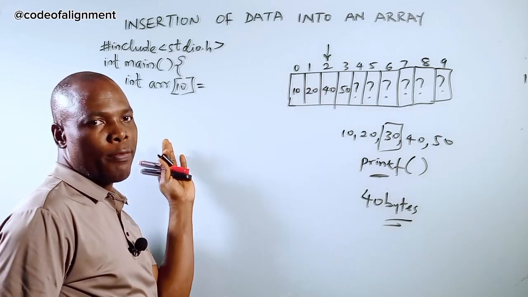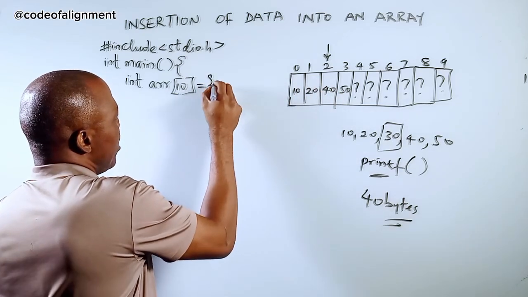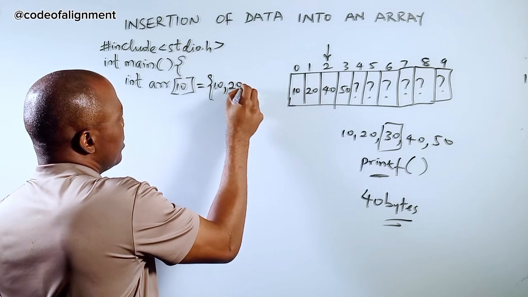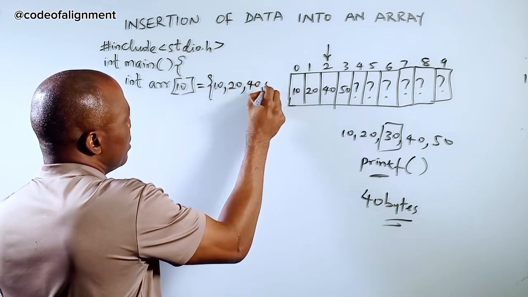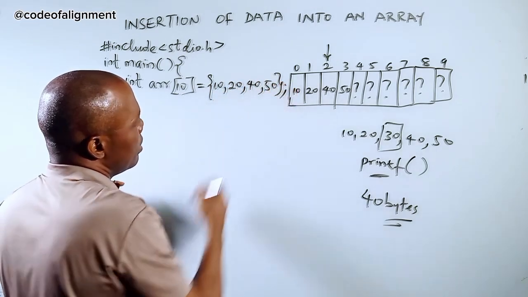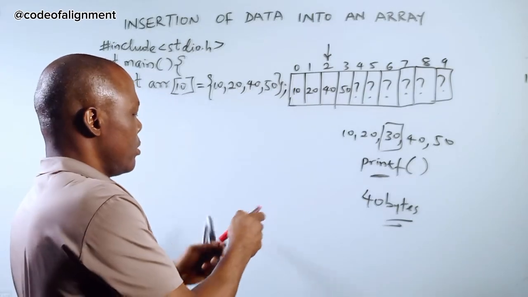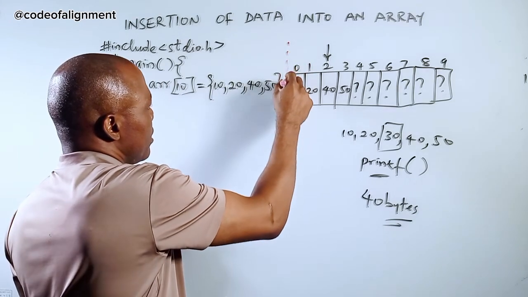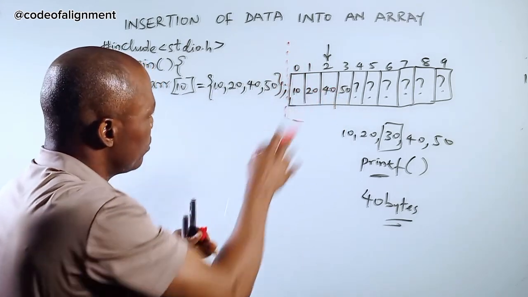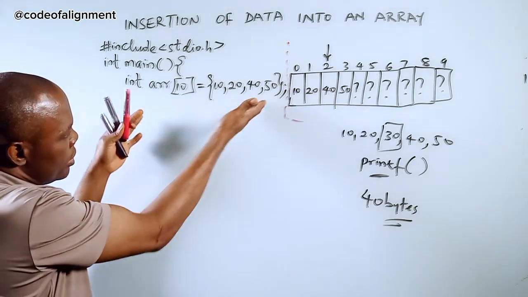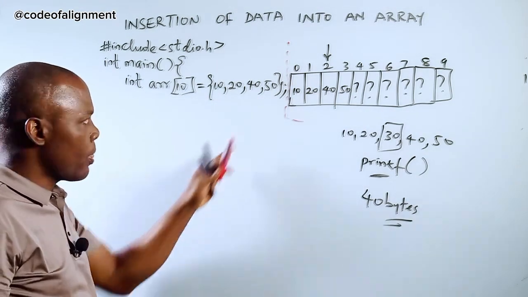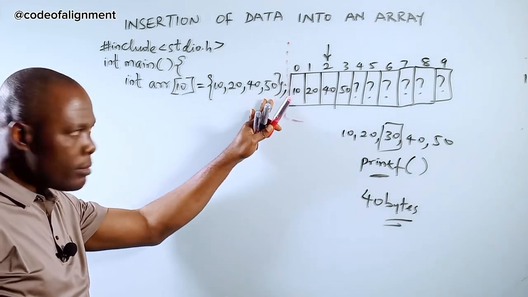But I'm only going to supply 4 elements. So here I'll put 10, 20, 40, 50. So that is that. This is where it's stopping. I don't want to clean it because I want to use it to explain. So this is my array declaration, stopping at this point.